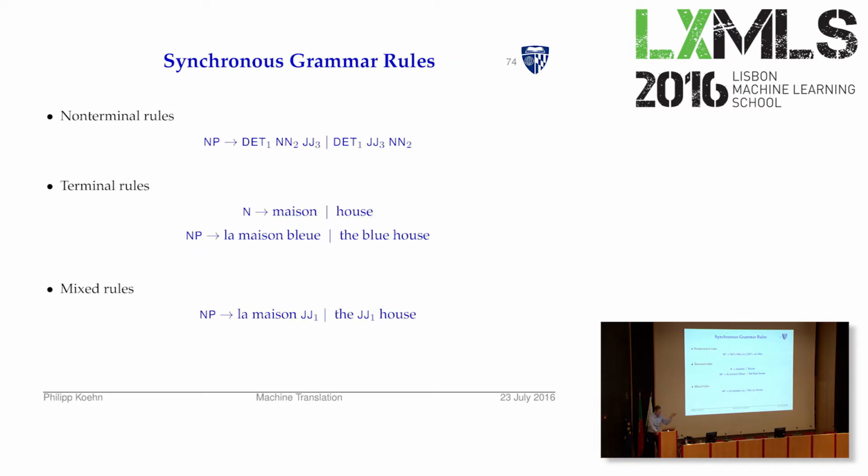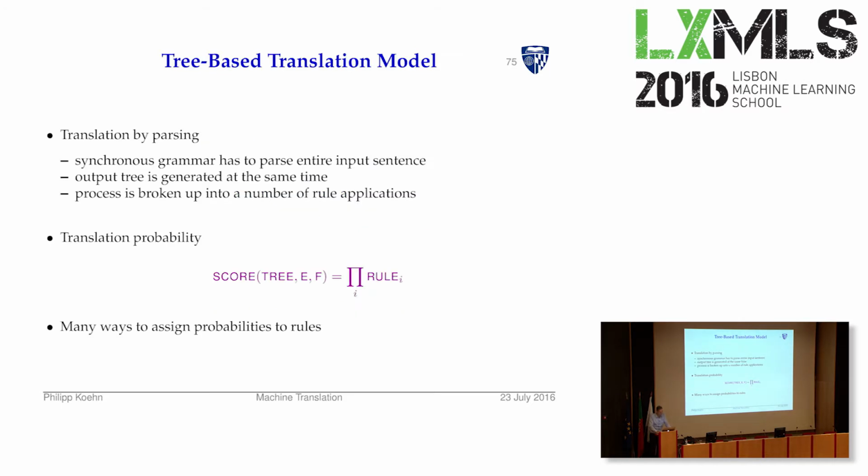So the kind of rules we have can be rules like this. These are purely non-terminal rules. They can be just terminal rules that look exactly like the phrase pairs that we had before, or they can even be mixed rules. Typically, grammar writers don't do that for our models. We use those kind of rules. So we just say la maison adjective goes to the adjective house, and that adjective can be anything.